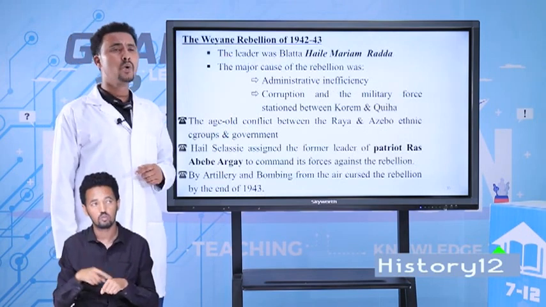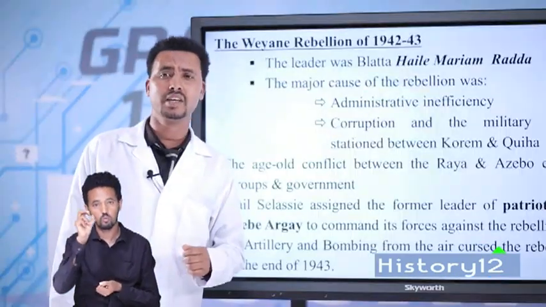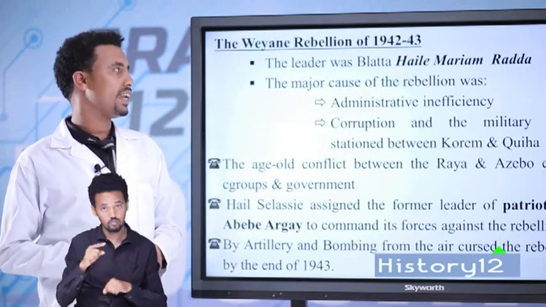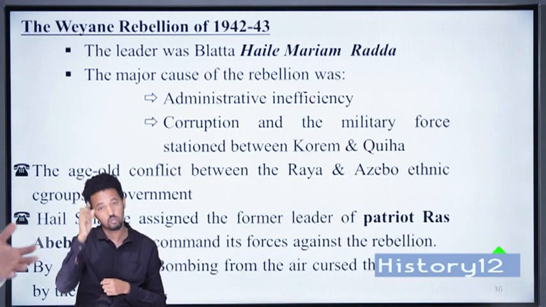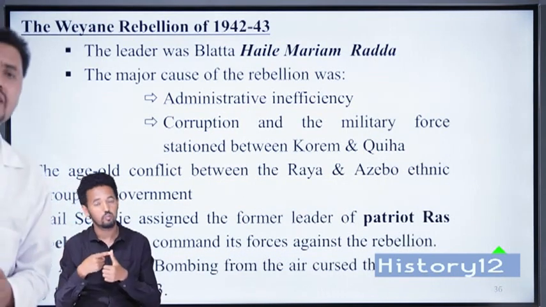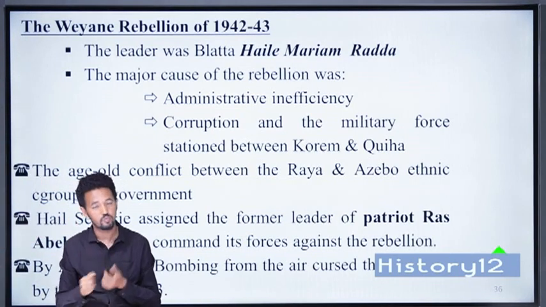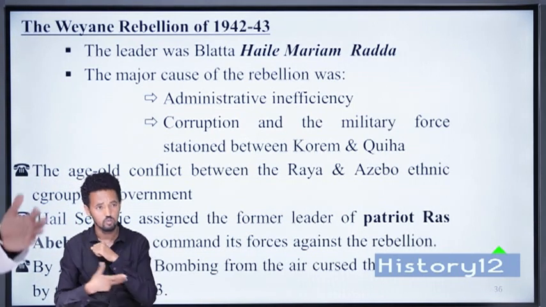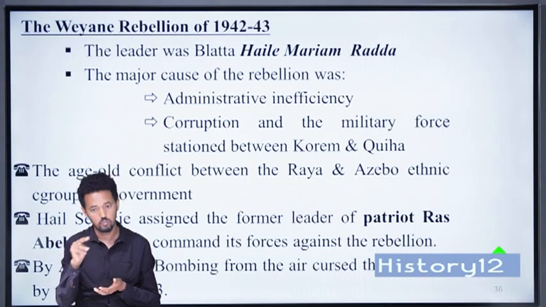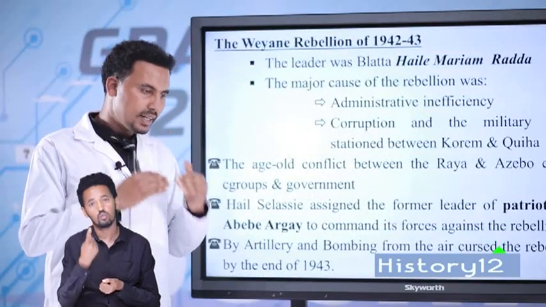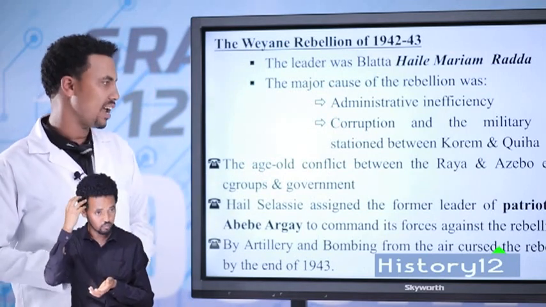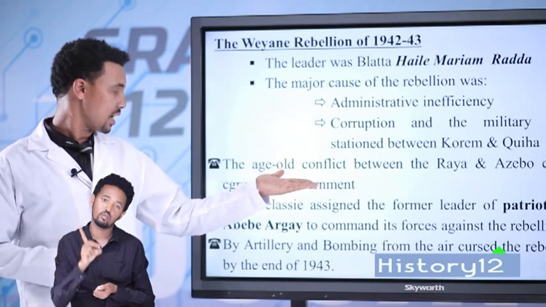The other one is the Wayane movement, or the first Wayane movement. The leader of the first Wayane movement was Blatta Haile Mariam Redda. The major causes of the rebellion were, first, administrative inefficiency; second, corruption; third, the military force stationed between Korem and Kobo, and the disagreement between the military group and the central government; and the age conflict between the Raya and Azebo groups with the central government.